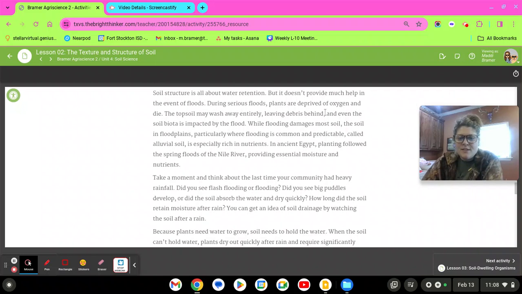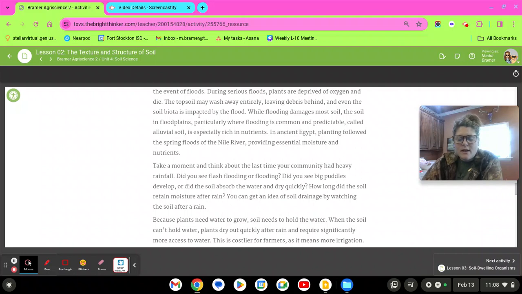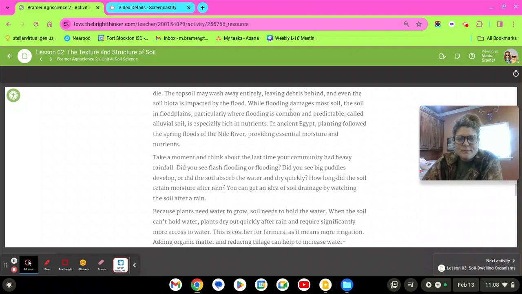During serious floods, plants are deprived of oxygen and they may die. They get too much water too fast. Topsoil could wash away, leaving debris behind. The plants could even wash away. That's why a lot of people like to have grass and other things that are going to help retain that topsoil, help root that topsoil in the ground.